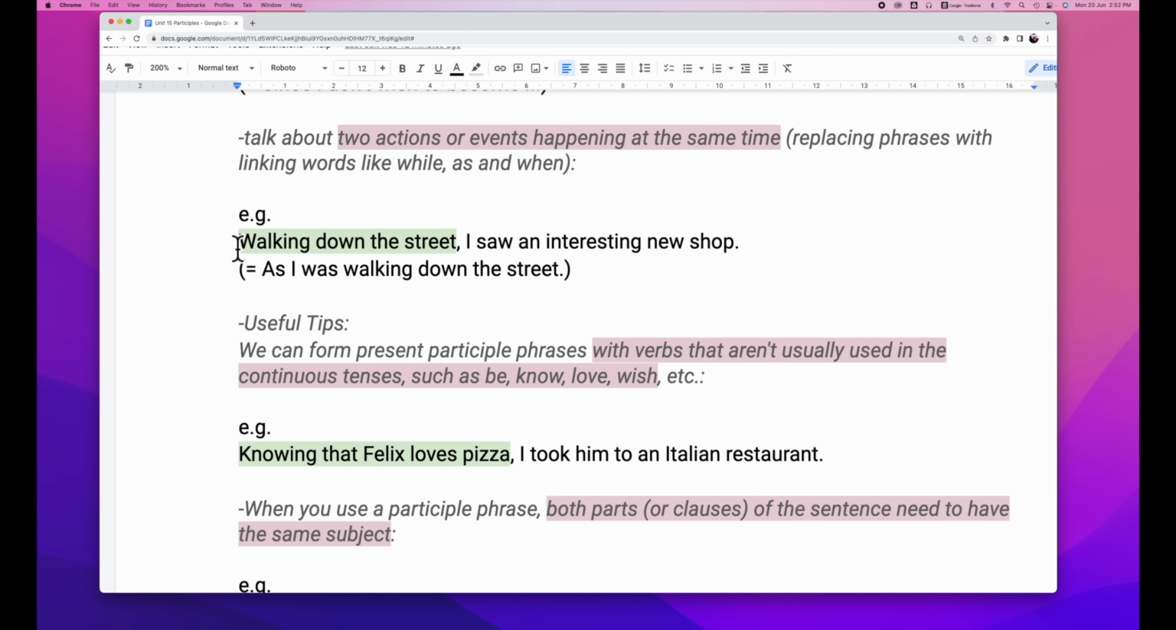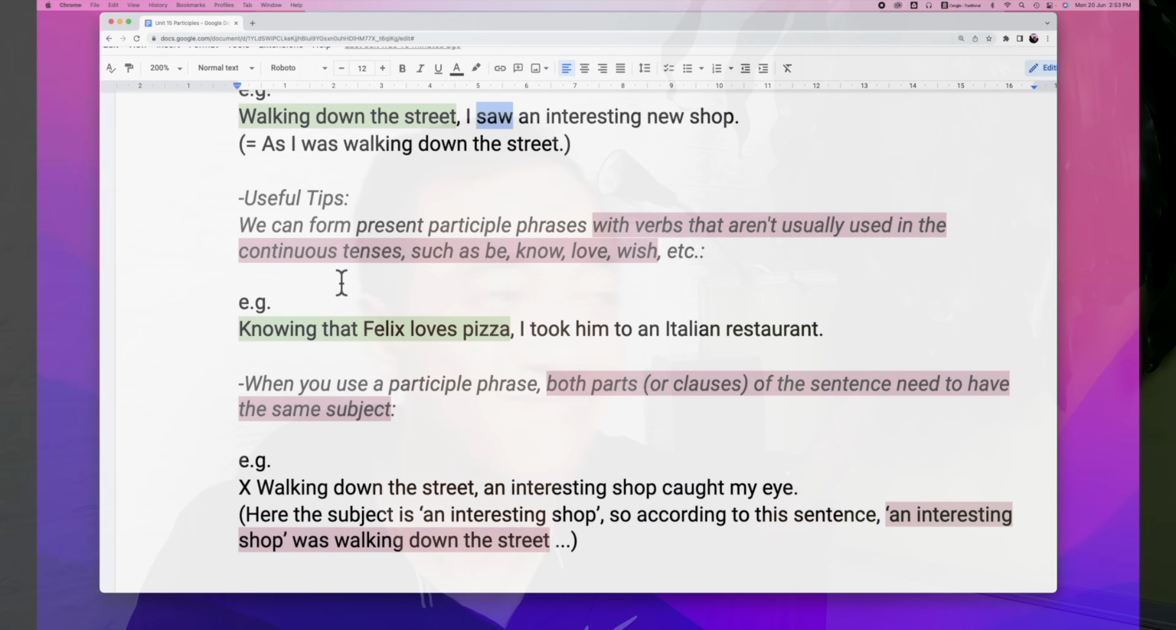Walking down the street, I saw an interesting new shop. As I was walking down the street, I saw an interesting new shop. These two actions, was walking and I saw, are happening at the same time. By replacing the first clause with a present participial phrase, walking down the street, we can tell the reader about two actions that happen at the same time.